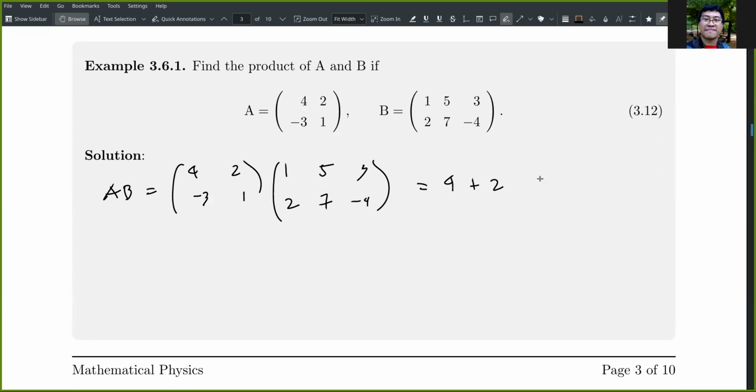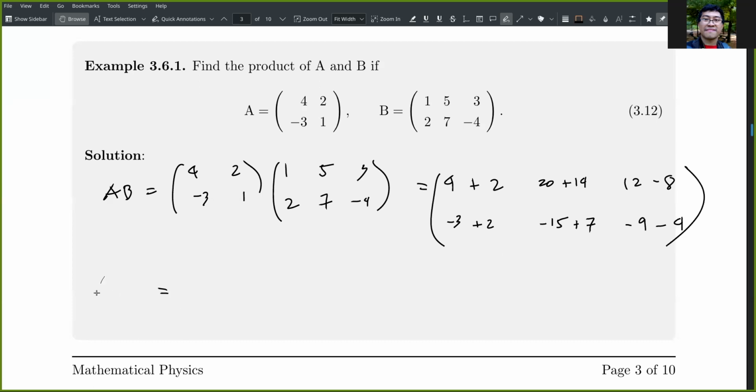5 times 4 is 20. 7 times 2 is 14. 3 times 4 is 12. Negative 4 times 2, that's negative 8. 1 times negative 3, that's negative 3. 2, so you have plus 2. 5 times negative 3, it's negative 15. 7 times 1, so that's plus 7. This times this, so you have negative 9 minus 4.